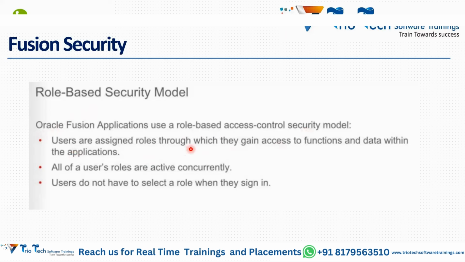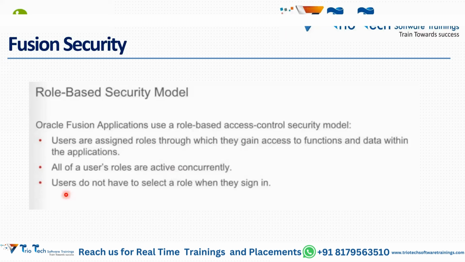Users are assigned roles through which they can gain access to the various business functions and data within the application. Data can be accessed only based on roles, right? All of our user roles are active concurrently. There are predefined roles available in the system, module-wise, so you need to assign those roles in order to get your user working.